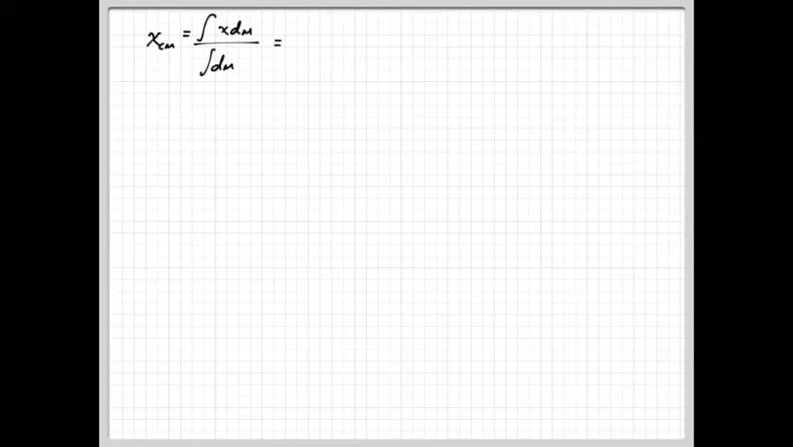Okay, and now we'll make some substitutions. Now, the first substitution I want to make is on the bottom. Since it's a uniform stick and the mass is evenly distributed throughout, it makes sense to say that the sum of all the little bits of masses is simply equal to the total mass. Now in the numerator, we'll make a substitution for that dm.